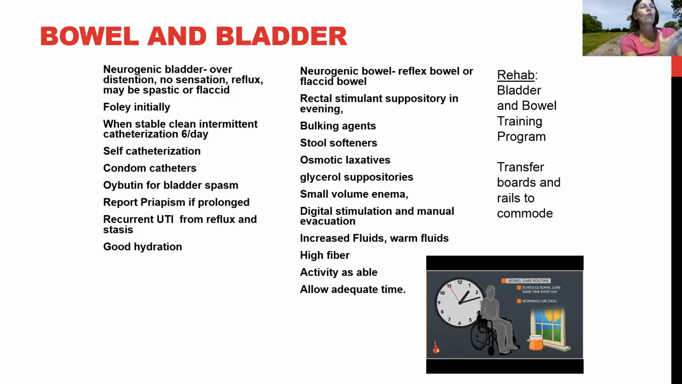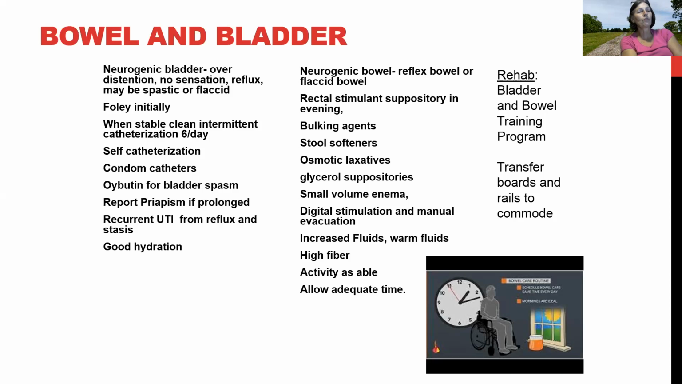So there's a whole bladder and bowel training program that they're going to go through. Then they have a neurogenic bowel. If they have a neurogenic bowel, they usually have a flaccid bowel. If they have a flaccid bowel, we'll use rectal stimulant suppositories in the evening. And then in the morning, we can generally do manual stimulation, evacuation, and get them to have a bowel movement.